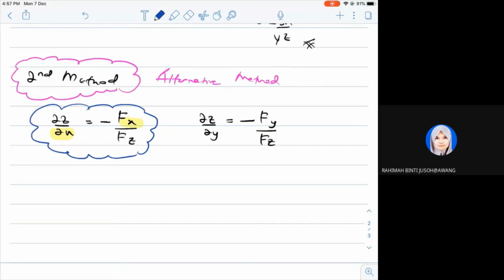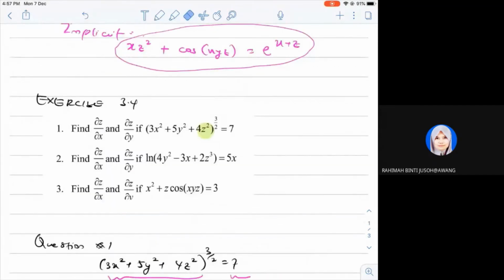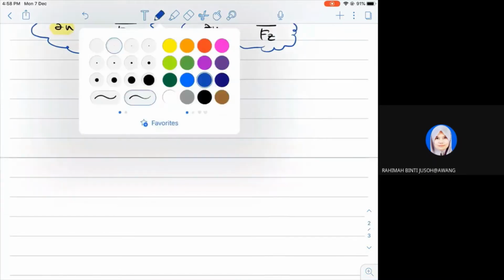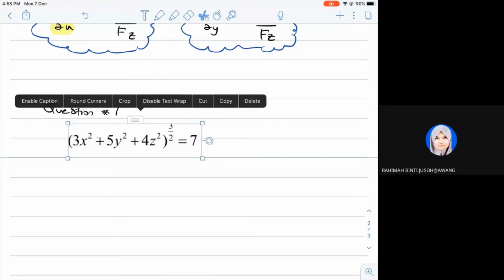This method is really, trust me, very easy compared to the first method. So it's better for you to use the second method. I will explain why. Okay, let me copy this again for question number 1 today. Question number 1. Okay, I will explain why.